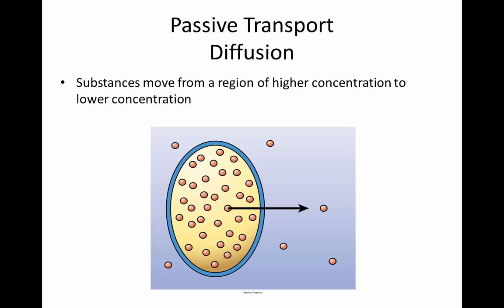Diffusion across a selectively permeable membrane is a type of passive transport. As seen here, there is a high concentration of molecules inside the cell, intracellular, and a low concentration outside the cell, extracellular. These molecules will diffuse across the membrane down the concentration gradient.